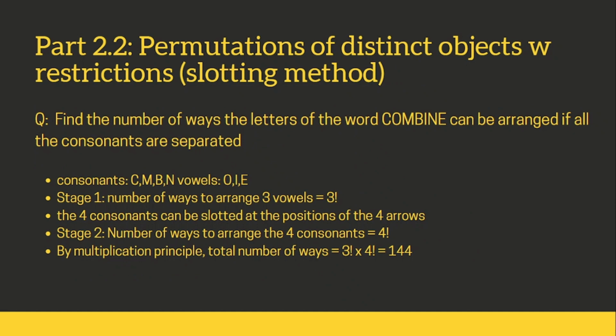Then the next one is the slotting method. Basically, what a slotting method is, is that you arrange something first. Then for the thing that you want in a specific position, you put it in at the second stage. So in this question, find the number of ways the word COMBINED can be arranged if all the consonants are separated. Again, for all these word-related questions, we try and split first into the consonants and then the vowels.